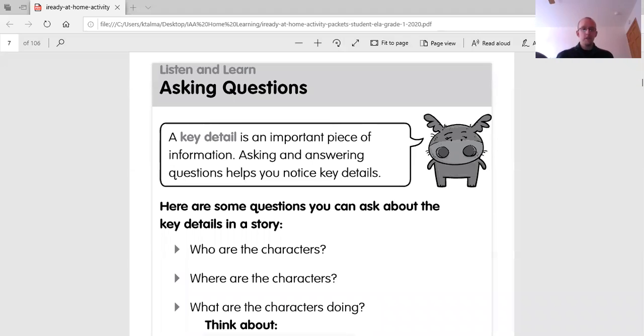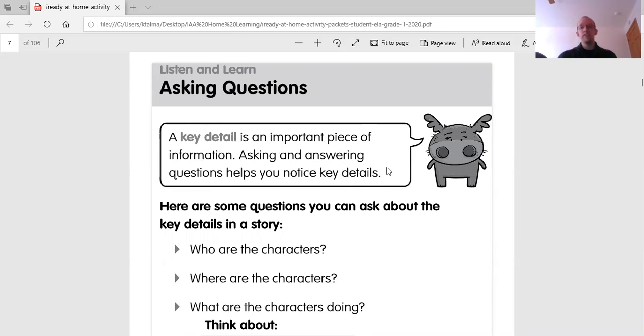This is the page that you should be looking for. At the top it says Listen and Learn: Asking Questions. Our objective, or our goal, for this lesson is to be able to say, "I can ask questions about a story using key details." A key detail, see here, is an important piece of information. Asking and answering questions helps you notice key details.